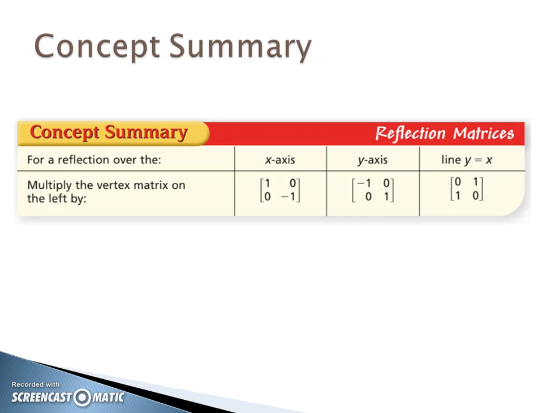For the reflection over the x-axis, we're going to multiply the vertex matrix by 1, 0, 0, -1. We're going to do it on the left. For reflection over the y-axis, we're going to multiply by -1, 0, 0, 1. And for the line y equals x, we're going to multiply by 0, 1, 1, 0.